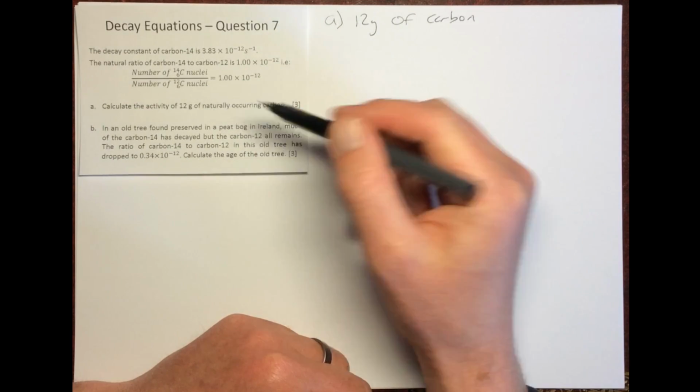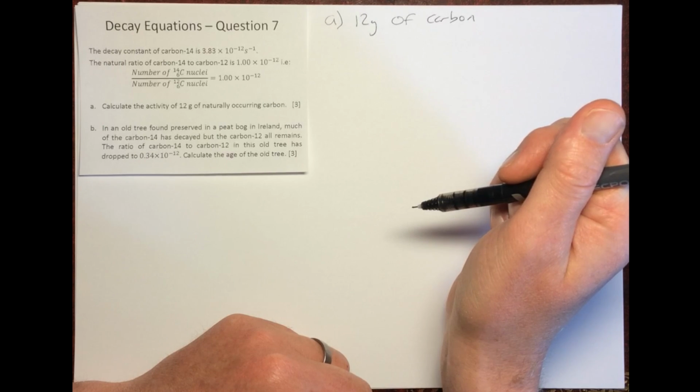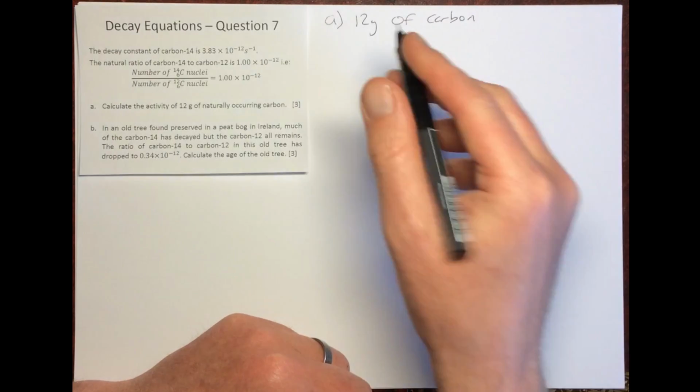Now, if you look here, we're given the ratio of carbon 14 to carbon 12, and from that we can say that for every one carbon 14 nucleus in naturally occurring carbon, there are a trillion carbon 12 nuclei. That's in the American sense of the word trillion. So for every one carbon 14 nucleus, there are 1 times 10 to the 12 carbon 12 nuclei. As a result, we can basically discount the carbon 14 nuclei when we figure out this first part of the question.